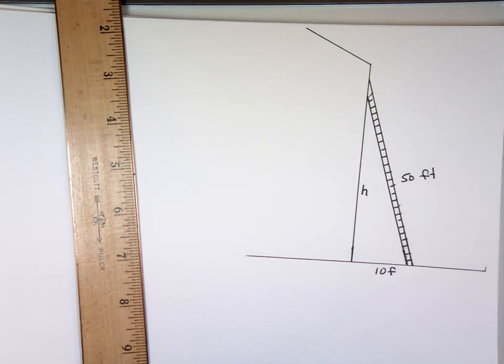how high would it go? What do you think? The ladder is 50 feet long. I'm dragging it back 10 feet. How high would it reach? 40. It's the common sense. Well, you move it back 10, should drop 10. Well, let's see.